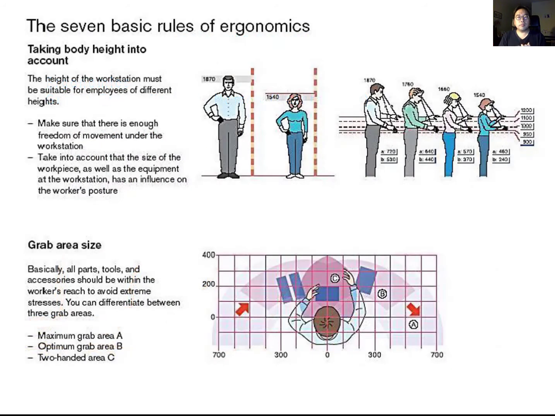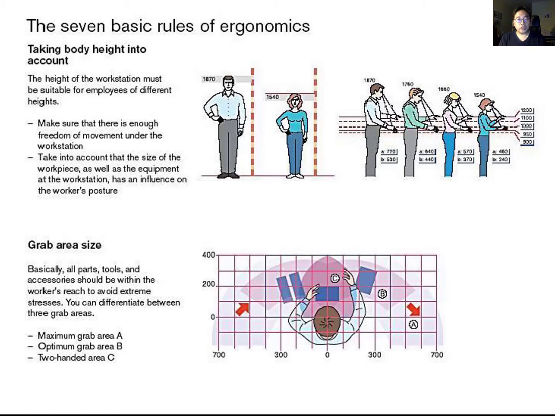Okay, so I brought the 7 basic rules of ergonomics. First, you have to consider height. The height of the workstation must be suitable for employees of different heights, because everyone has a different height, right? So how can you adjust this table and chair for everyone? For this reason, we mostly use adjustable chairs and adjustable tables. It means designing for every person and everyone.